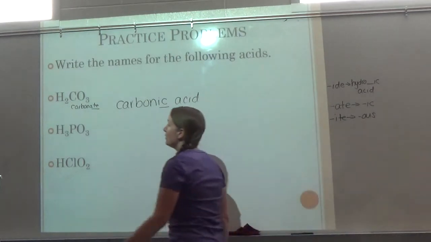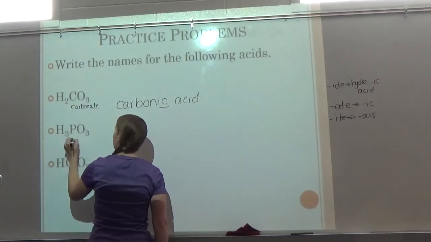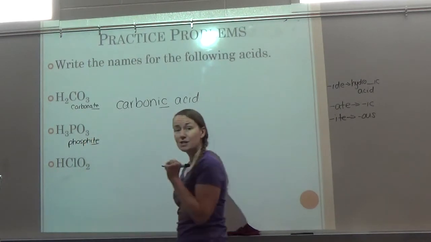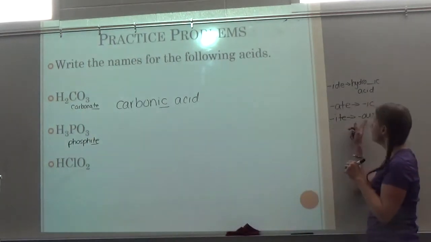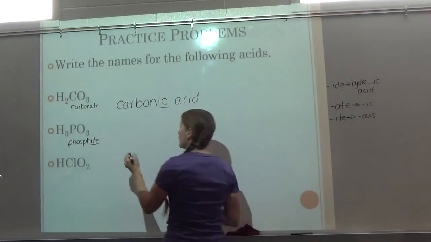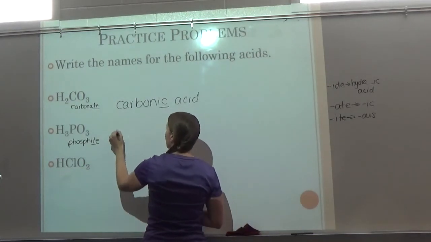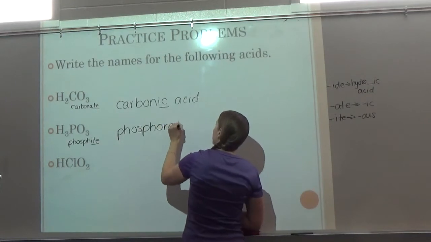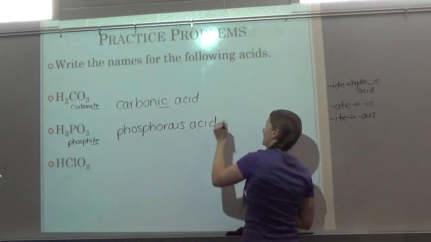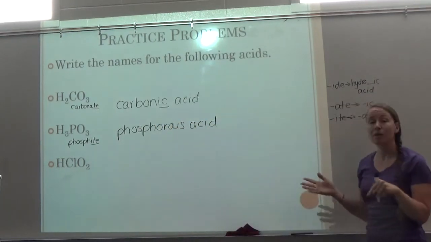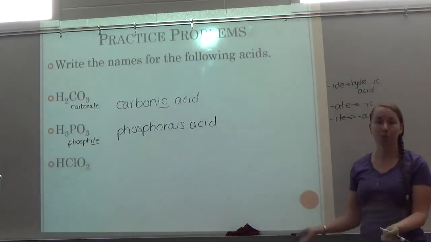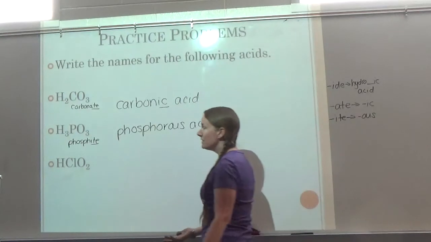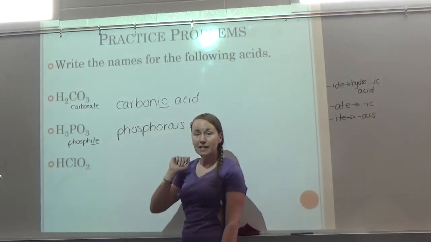We have H3PO3. PO3 is phosphite on your polyatomic ion sheet. So ite goes to ous. Remember I told you about phosphorus. It has that extra syllable. So it becomes phosphorous acid. However, if you wrote phosphous acid, I would mark that right while we're still learning. All right, and then last one. Hopefully you got that one right, even if you forgot that extra syllable.